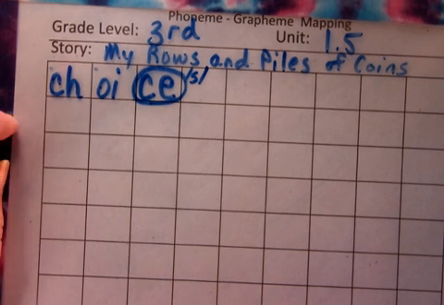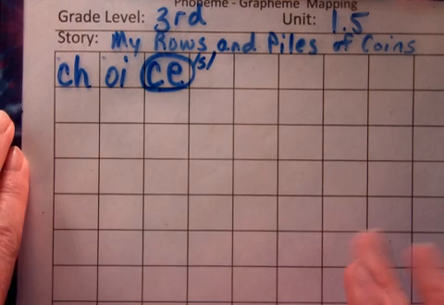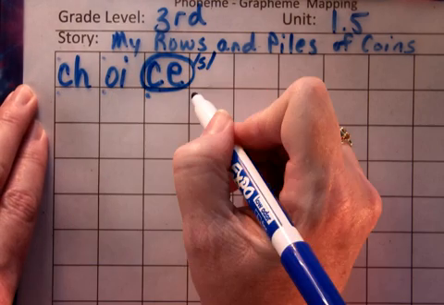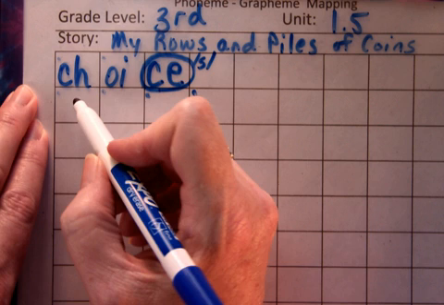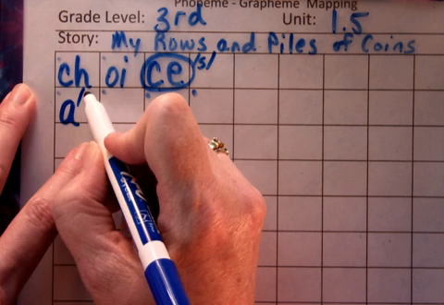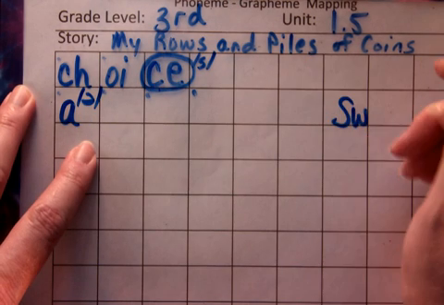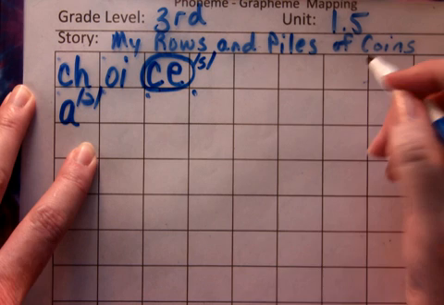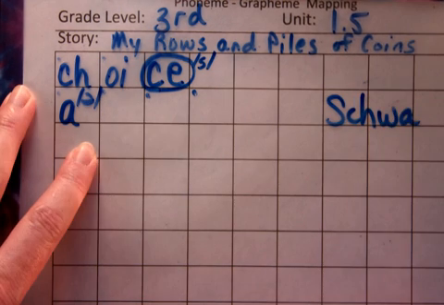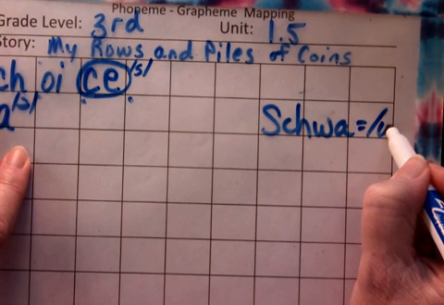The next word is avoid. I will avoid the mean dog. Avoid. Is spelled with an A. It's actually the schwa, which is an upside down E. Let me write that word. Let me spell it correctly. S-H-W-A. That's schwa, and it says the uh sound.